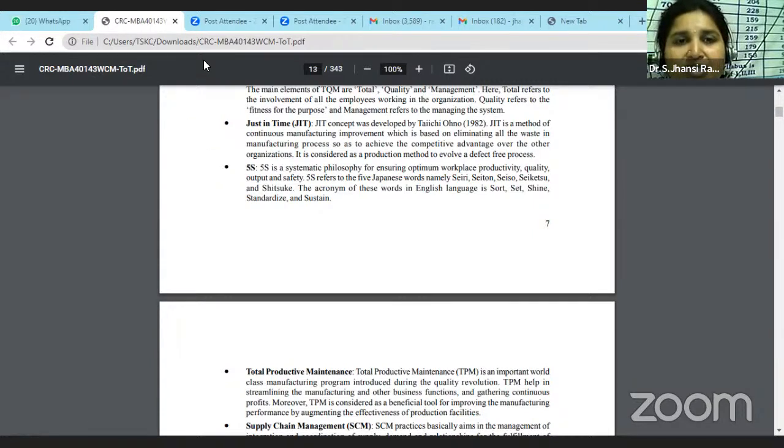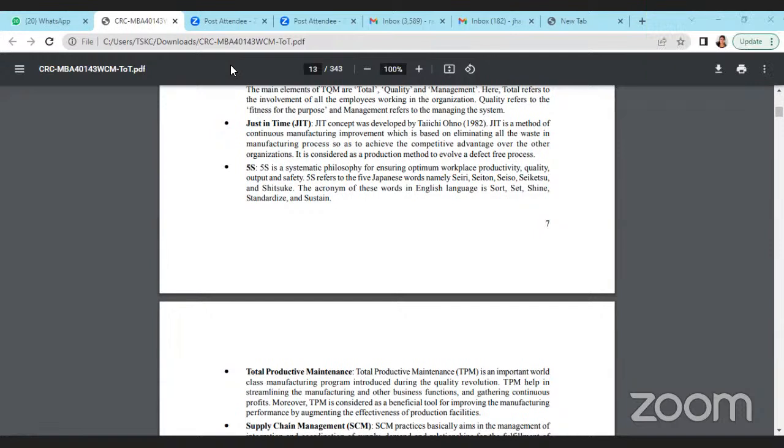Now, next one is JIT, that is just in time. This is a concept developed by Taiichi Ohno in 1982, and it's a method of continuous manufacturing improvement which is based on eliminating all waste in the manufacturing process so as to achieve competitive advantage. In order to have that advantage, this system is used.